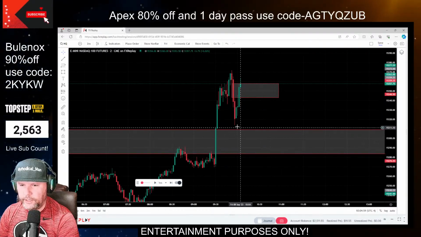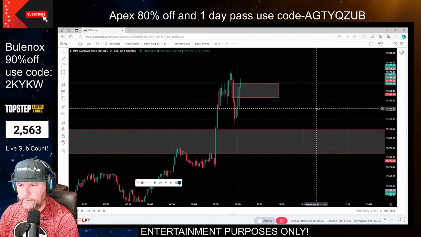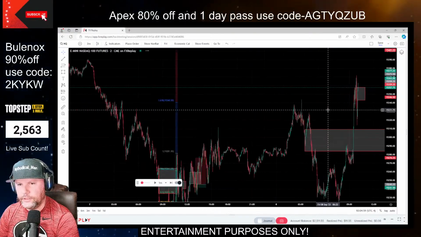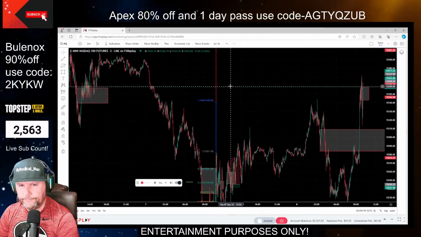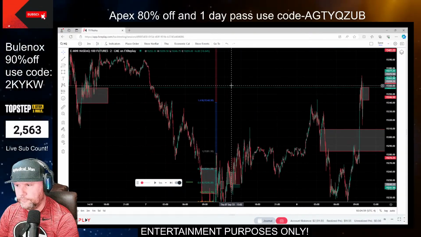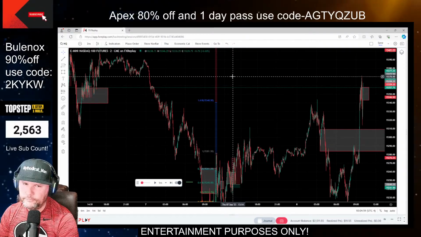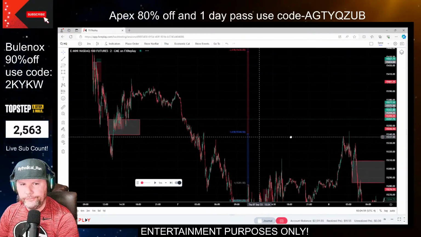So we did sweep liquidity. We're delivering from a fair value gap. Is there any reason for us to move higher? Let's look to the left. I mean, I don't know.